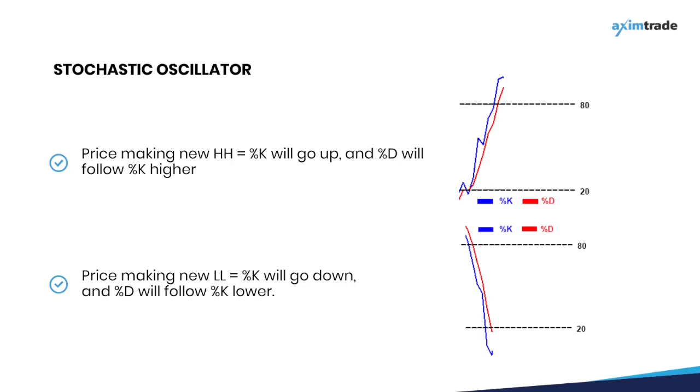When the market trends higher, the market will be at the upper end of its 14-day range. Hence, percentage K will go up and percentage D will follow percentage K higher. And when the market trends lower, the market will be at the lower end of its 14-day range. Hence, percentage K will go down and percentage D will follow percentage K lower.